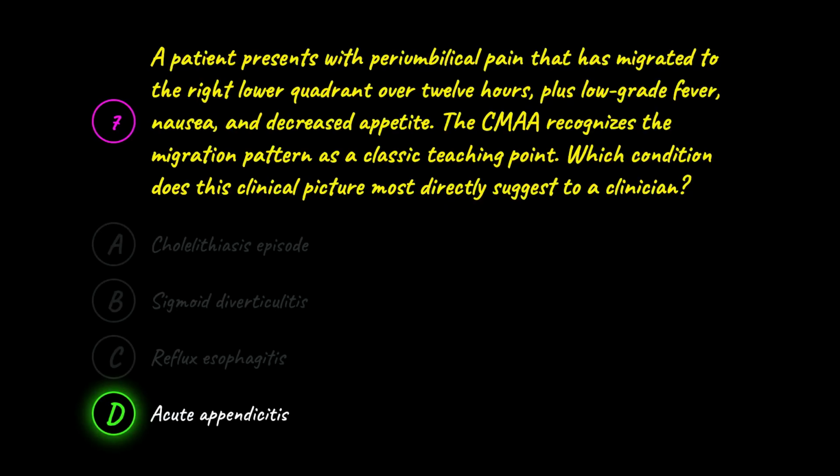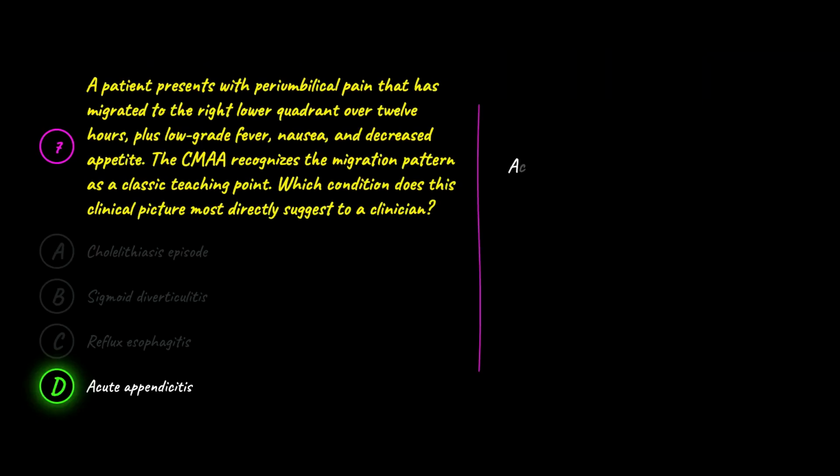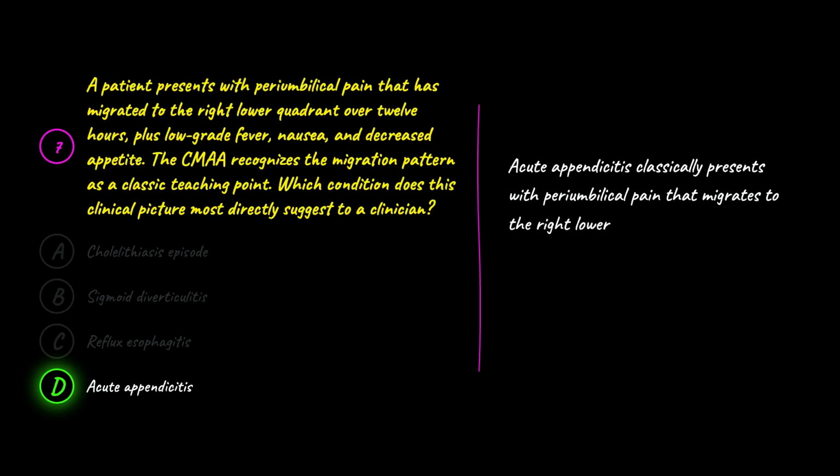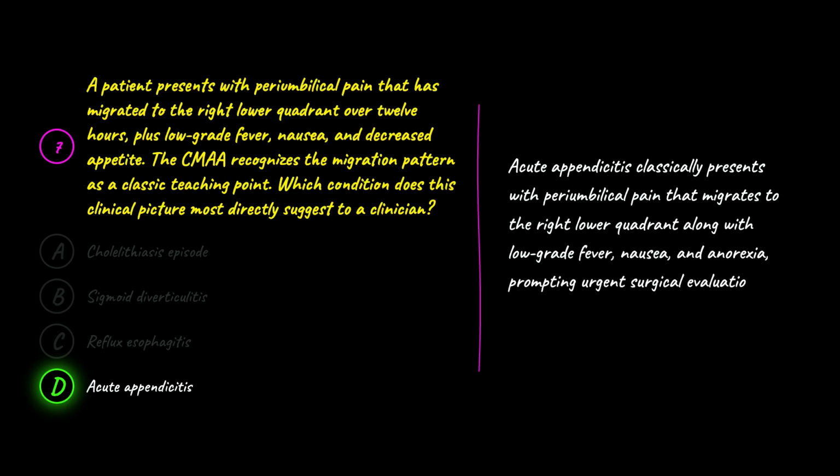The correct answer is D. Acute appendicitis. D is correct because acute appendicitis classically presents with periumbilical pain that migrates to the right lower quadrant along with low-grade fever, nausea, and anorexia, prompting urgent surgical evaluation rather than routine outpatient management.